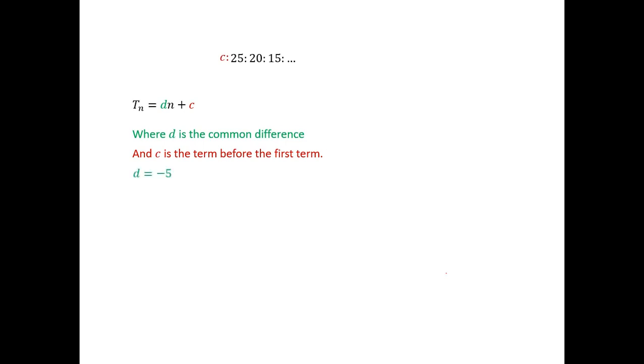To get C, guys, you will take term 1 and add the common difference. But you only add the common difference if the common difference is negative. If the common difference is positive, to get C, you subtract the common difference from the first term. Here I will take 25 and add 5, and that will give me 30. So where there is C, I will substitute 30, and where there is D, I will substitute -5.